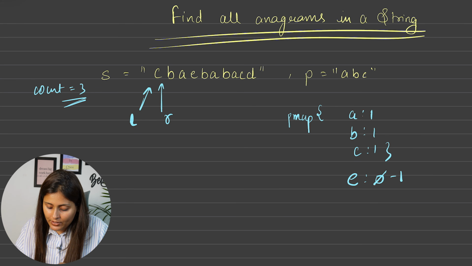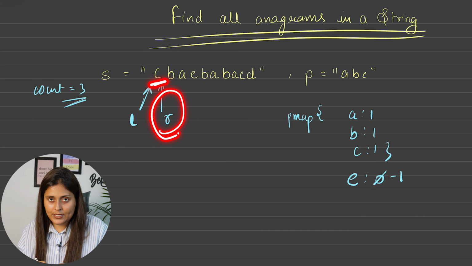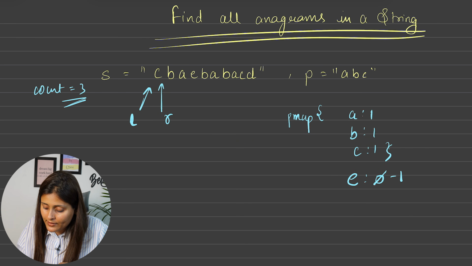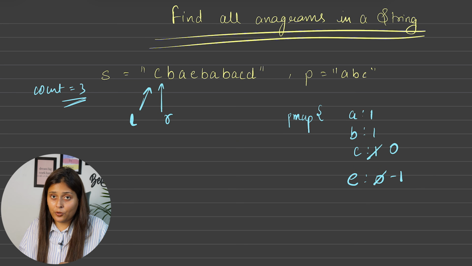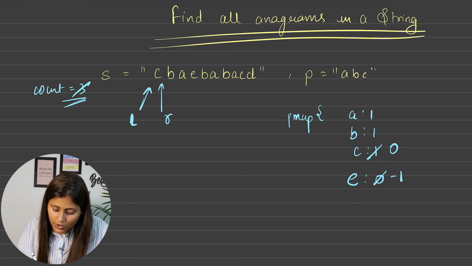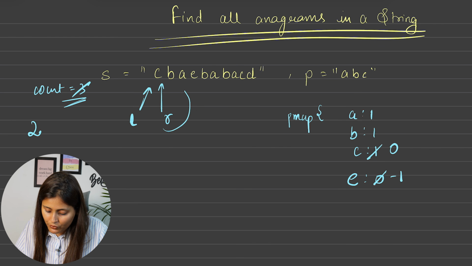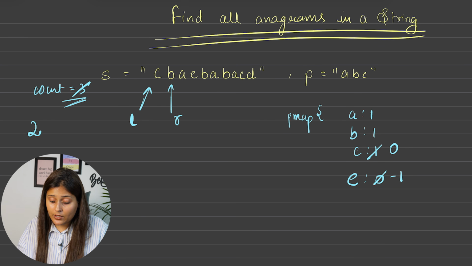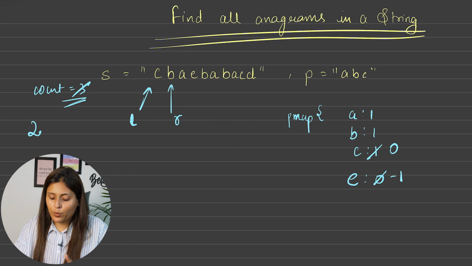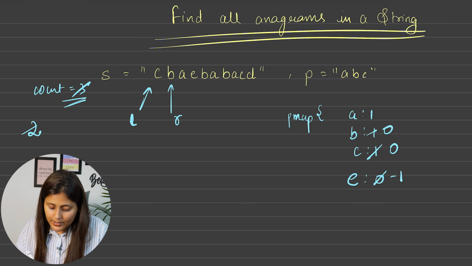Okay, so now what R will do: R came here, R encountered C, it will say yes, the frequency is greater for C. So it will get reduced, so we will reduce the frequency to 0, and as the frequency was greater, that means it was the required one, and if that was the required one, we will reduce the count also to 2. Yes, now we'll move the right pointer ahead to B. Again, the frequency of B is positive, greater than 0, which means this was the required one, and if it was a required one, we will reduce the frequency, and also we will reduce the count.